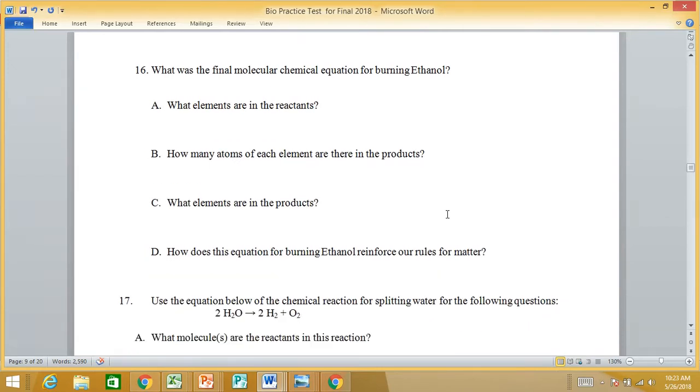What was the final molecular equation for burning ethanol? And so for that one, we've got C2H6O plus O2 becomes CO2 and H2O.